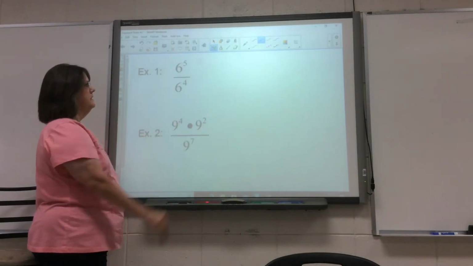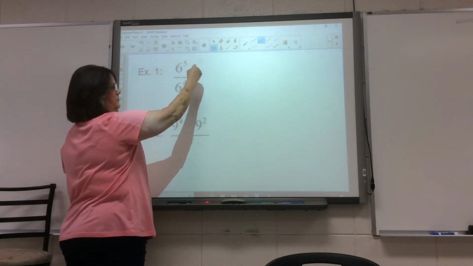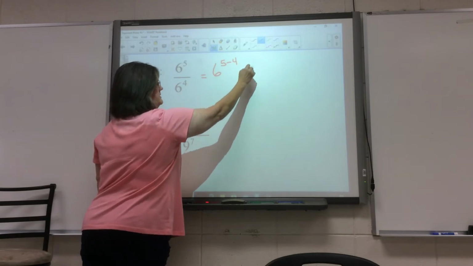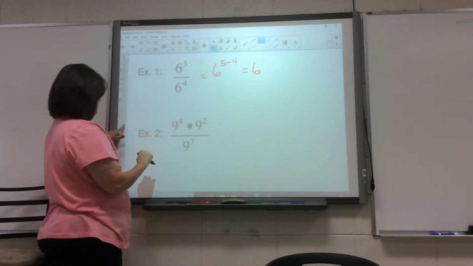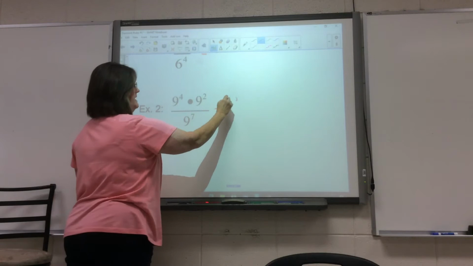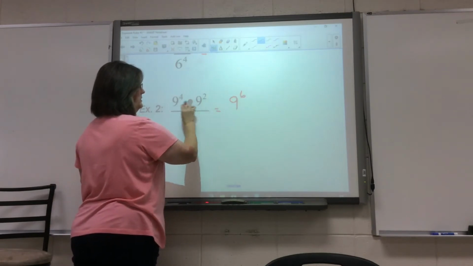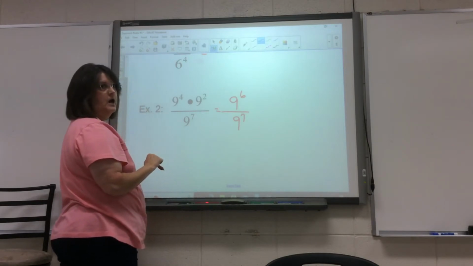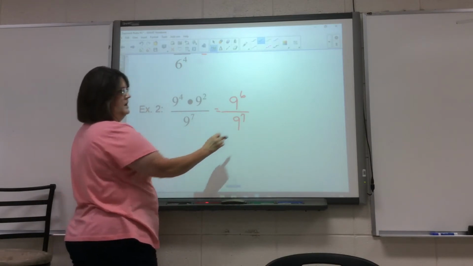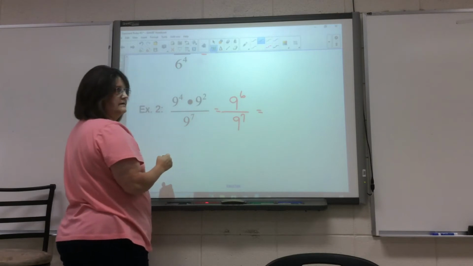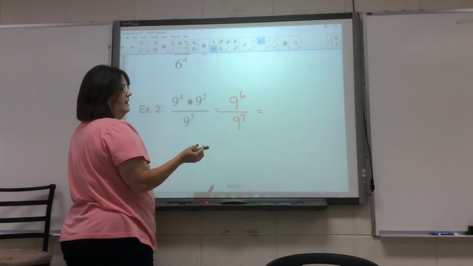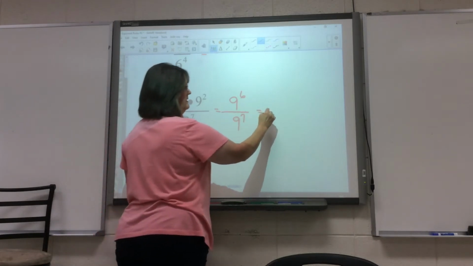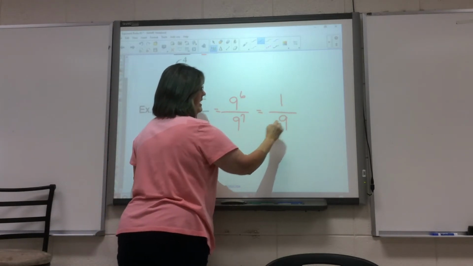Okay, let's do some. So we just want to subtract: 6 to the 5 minus 4, 6 to the first. This is 9 to the 6th power over 9 to the 7th power. Now, because my denominator has the higher exponent, that's where, when I subtract, the answer goes. So I have 7 minus 6, that means I have 1, but I have it in the denominator, so 1 over 9.